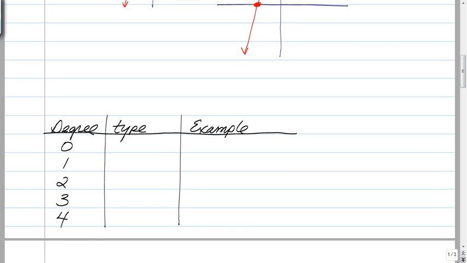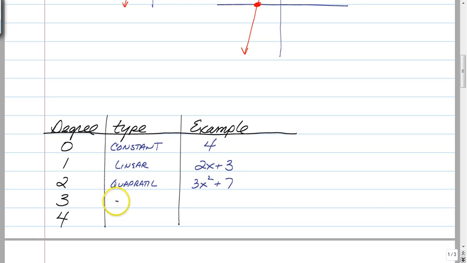Different types of polynomials and examples of them. If it has a degree of 0, that's known as a constant, and that's just a number. A degree of 1 is a line or linear, and an example of that is just 2x plus 3. If you have a degree of 2, that's an x squared, known as a quadratic. An example of that would be 3x squared plus 7.